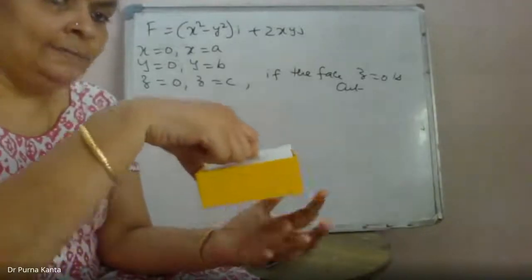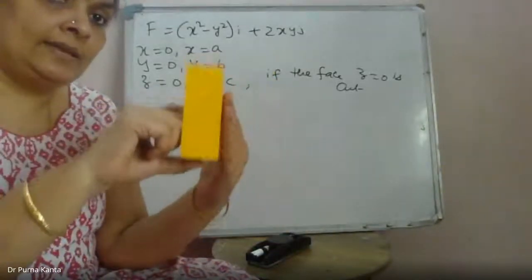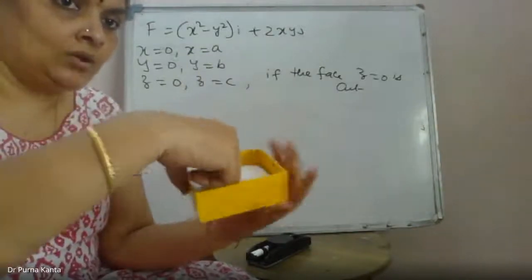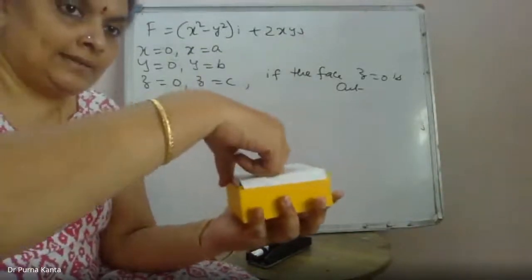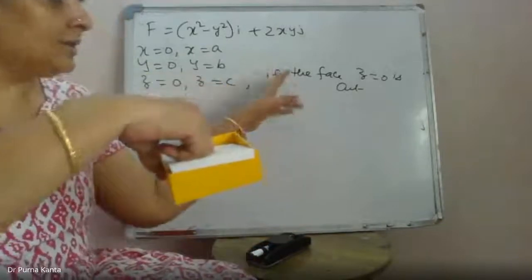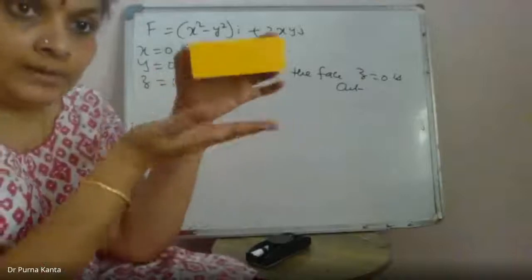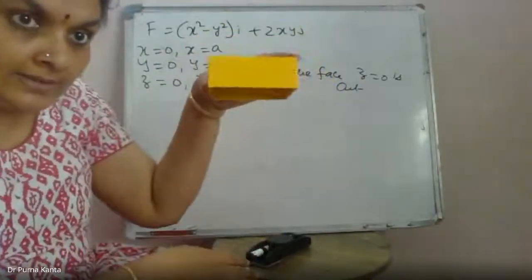See, it is having xy plane, yz plane, zx plane. Three axes: x-axis, y-axis, z-axis. Along the three axes, we have the box like this. So in this box, we are given z is equal to 0 is cut, means it is open at the bottom. You can imagine the box like this.